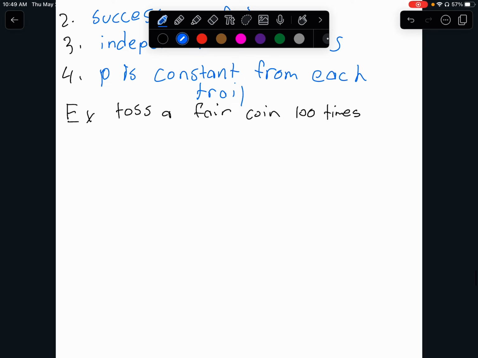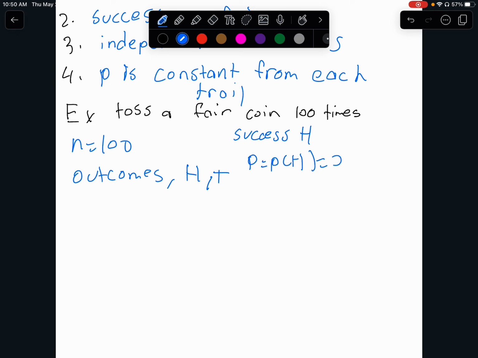So we have an example. A fair coin is tossed 100 times. So we know that n equals 100. Our outcomes are heads and tails, right? Each trial is independent, and the probability of success, where success is heads, equals the probability of heads occurring, which is 0.5 for all trials, or half.